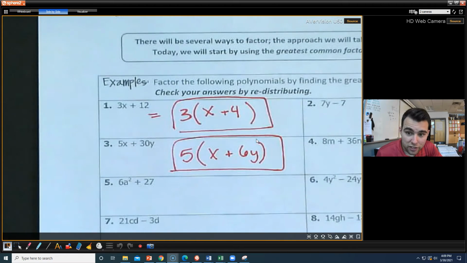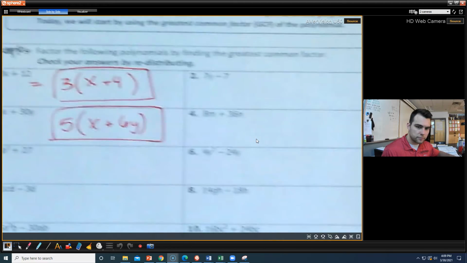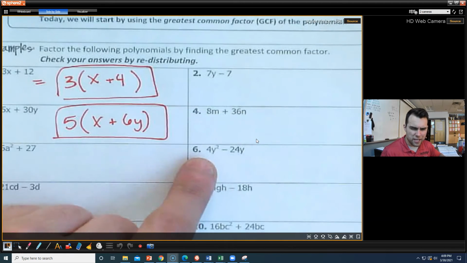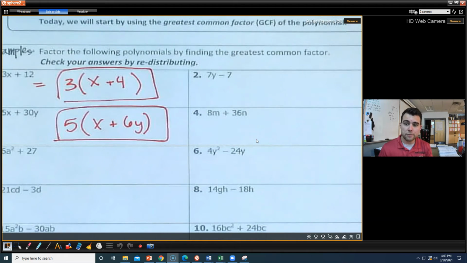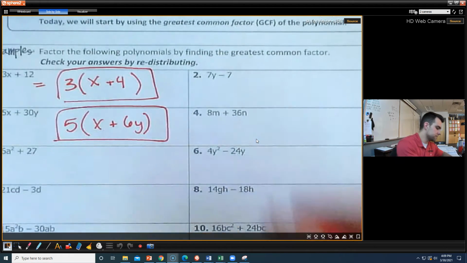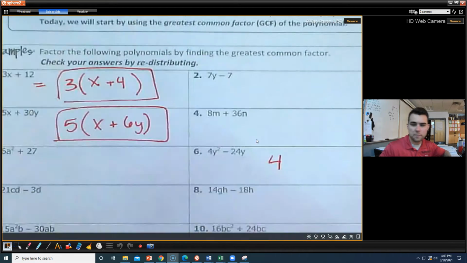Now, we're not just factoring numbers. Sometimes we can factor out variables. And so let's see an example of that. Let's look at number 6. Well, number 6, okay, I'm going to start off with my coefficients. So I have a 4 and a negative 24. Now I know that both of those numbers share 4 in common. So I'm going to write my 4.